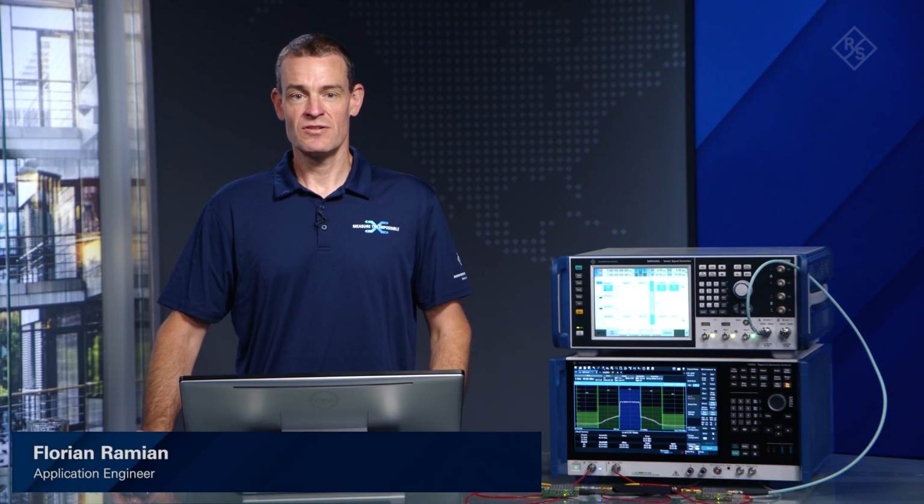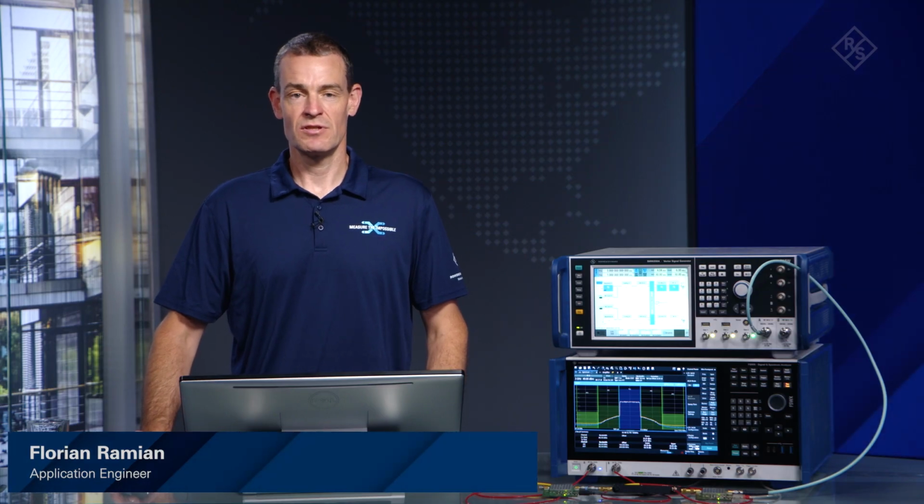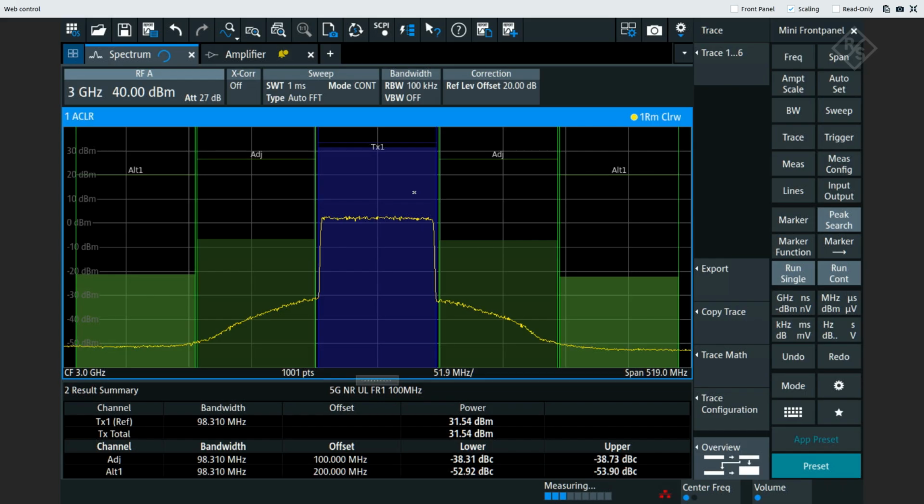So this is a standard single-channel measurement demo where we will use the new cross-correlation feature of the FSWX to reduce measurement uncertainty. In this demo, we are looking at the output spectrum of a high-power PA.